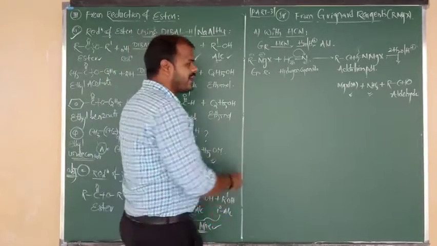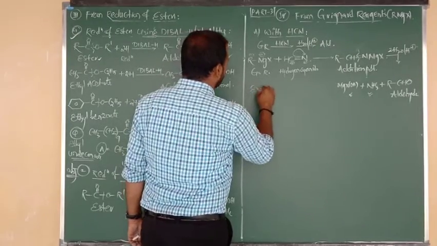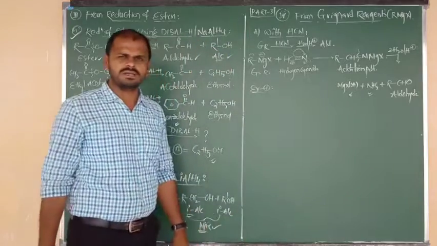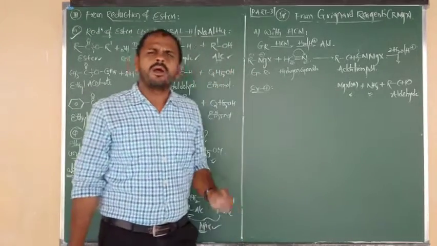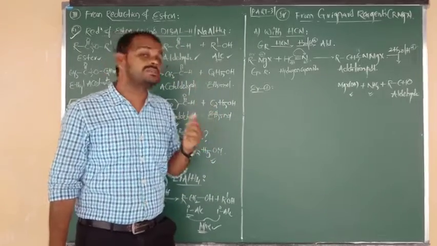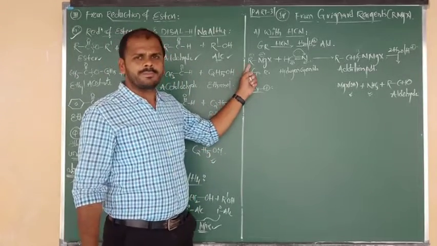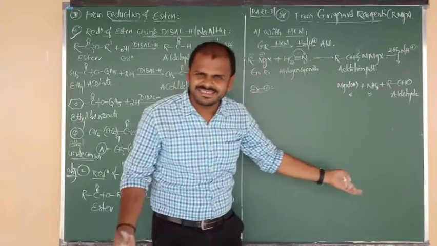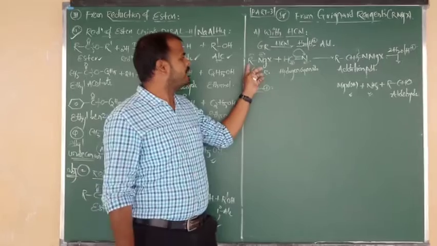Good. Sir, now how to write the examples? Writing the examples is very easy, dead easy, if you know the reaction perfectly. Writing of examples is nothing difficult, you can easily write. So sir, how to write? Good. R replaced by CH3. Answer is acetaldehyde. R replaced by benzene.